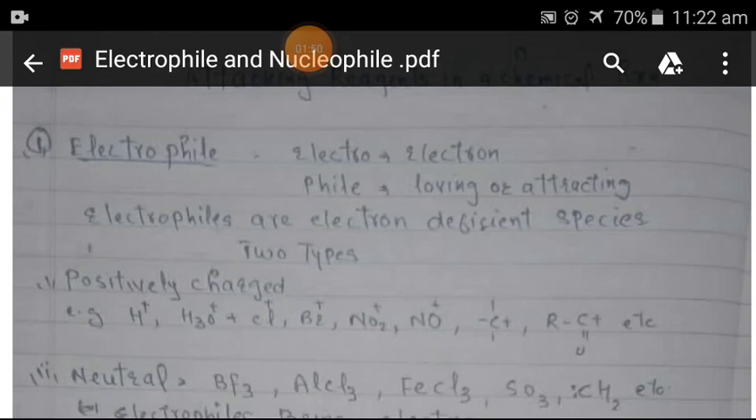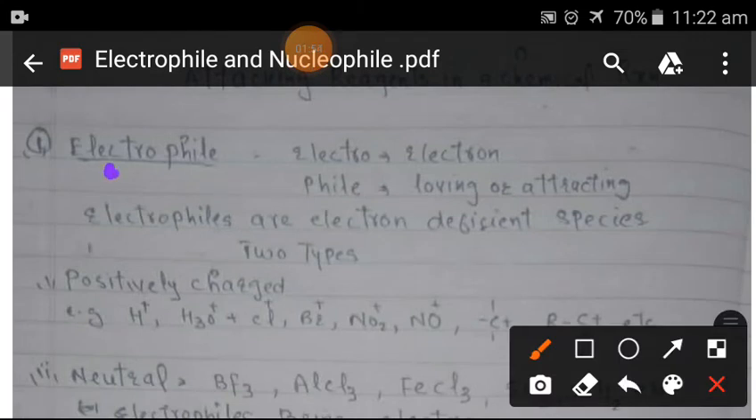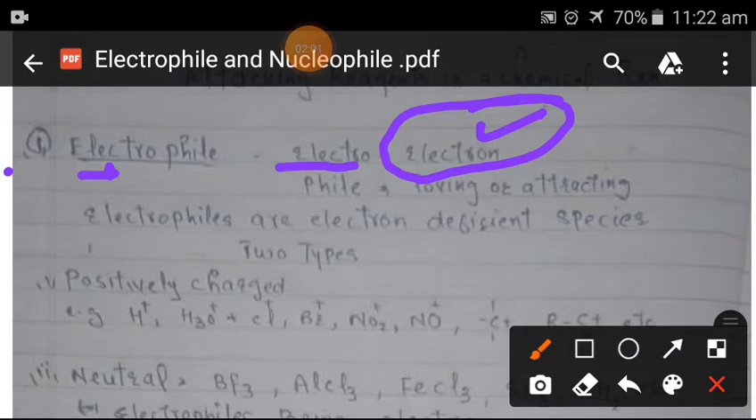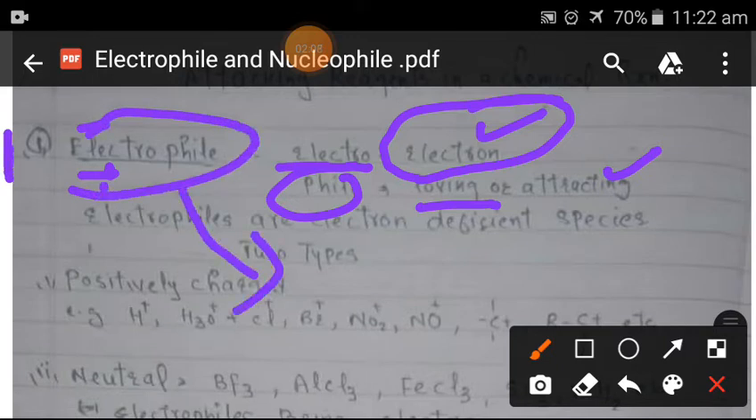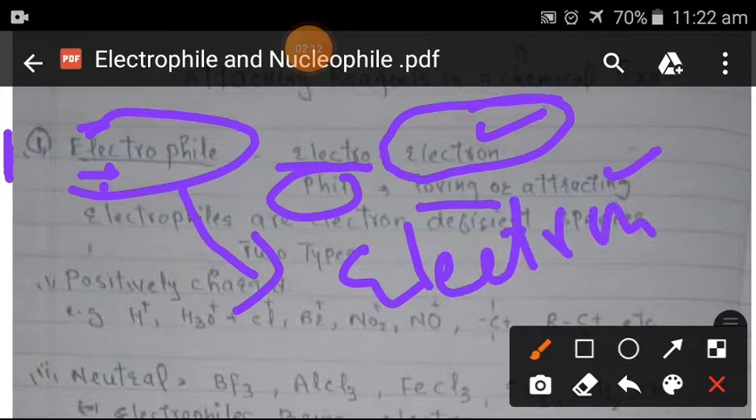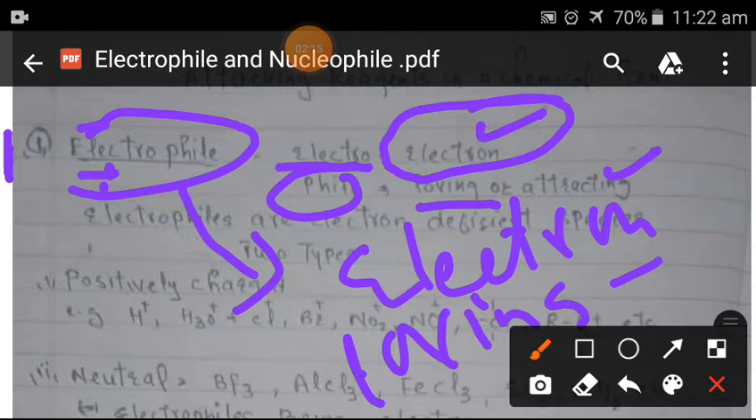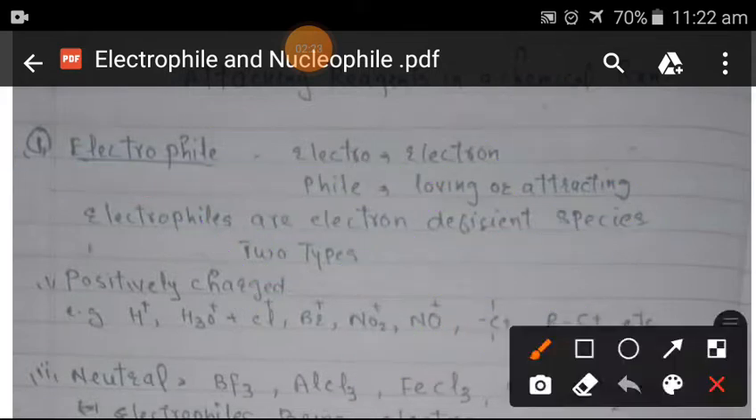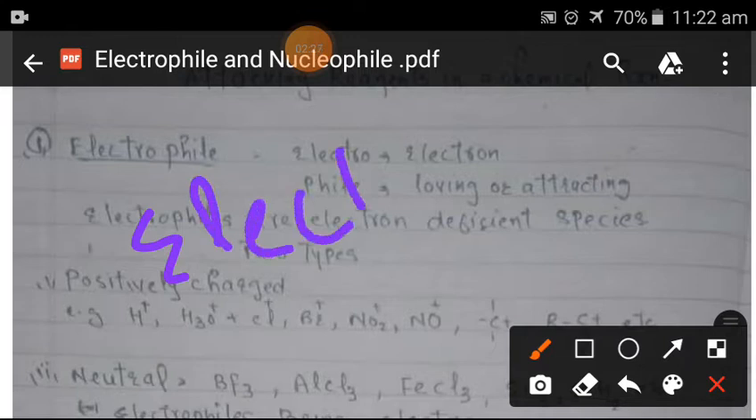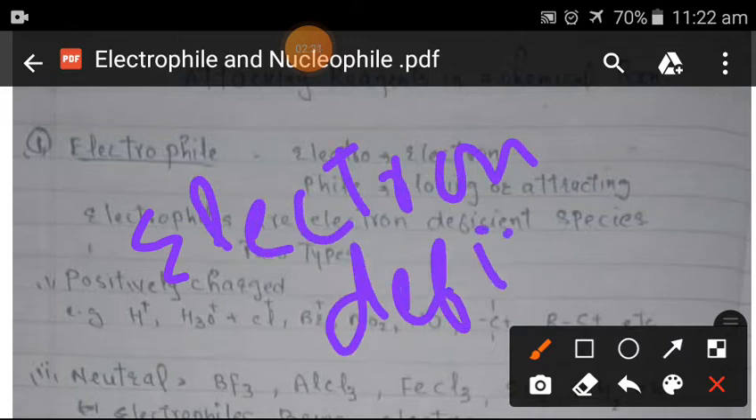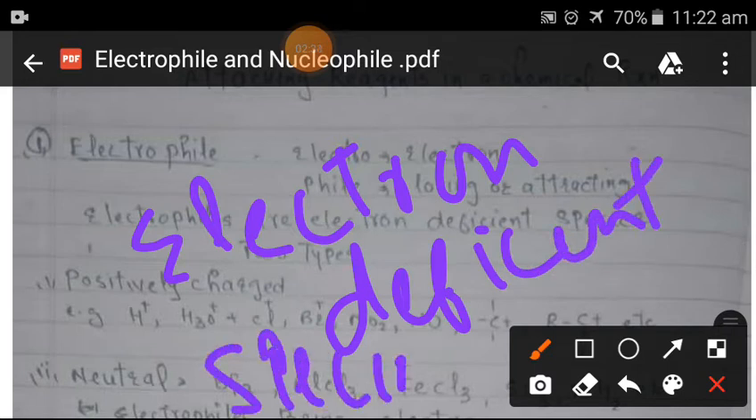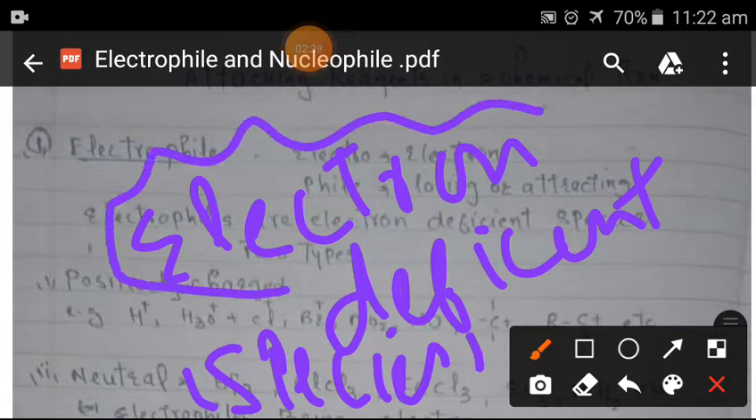The word electrophile has two parts you must remember. Electro means electron. Phile means loving or attracting. So an electrophile is any chemical species which is electron loving in nature. That is, it needs electrons, or it has the tendency to attract electrons. So the electrophile is an electron deficient species, having a deficiency of electrons. That is why these are called electrophiles.